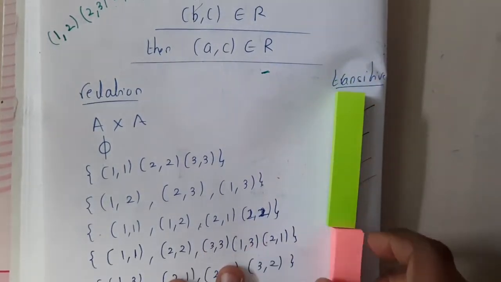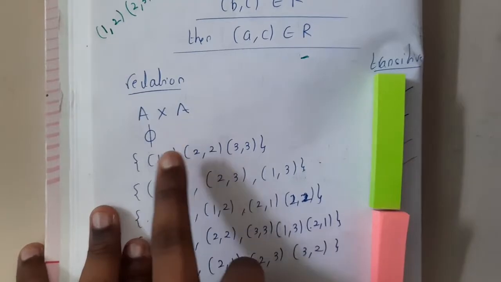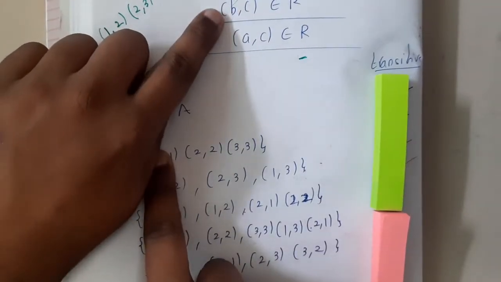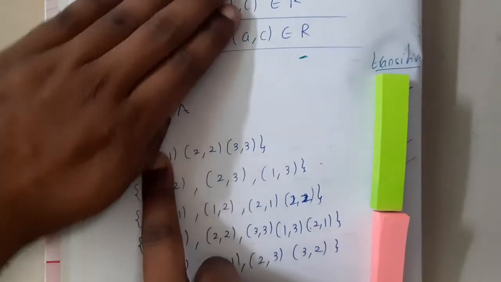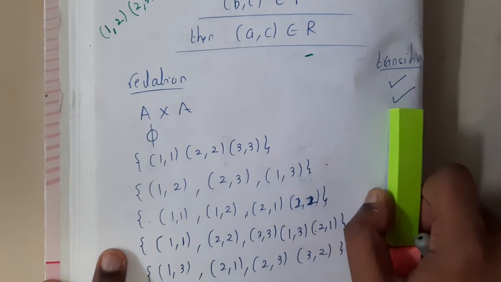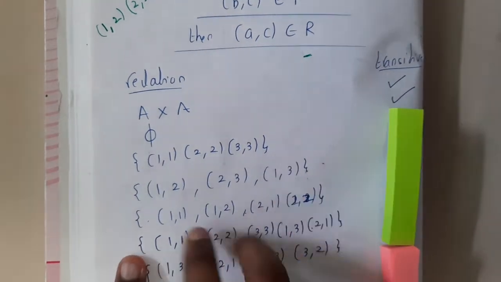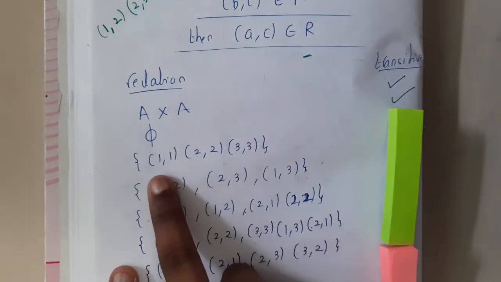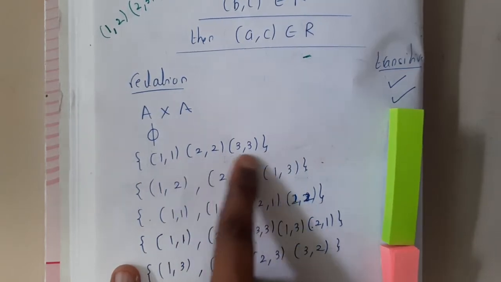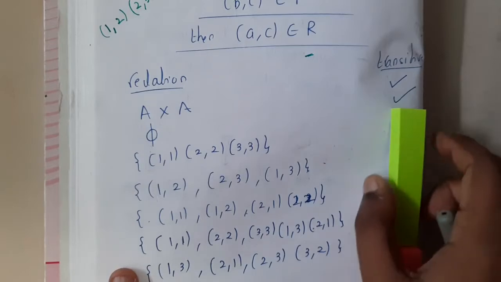With that we can conclude that it is transitive. Similarly, the fifth one: if (a, b) is there and (b, c) is there, then (a, c) should be there. If no one is there, nothing is needed, hence it is also transitive. Moving on to {(1,1), (2,2), (3,3)}. Is there any issue here? (1,1) is there, nothing. (2,2) is there, nothing. (3,3) is there, nothing. Hence it is also transitive.